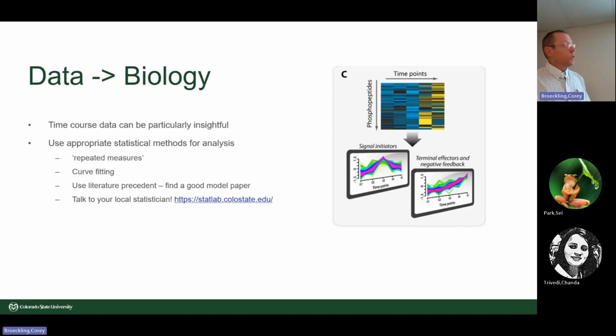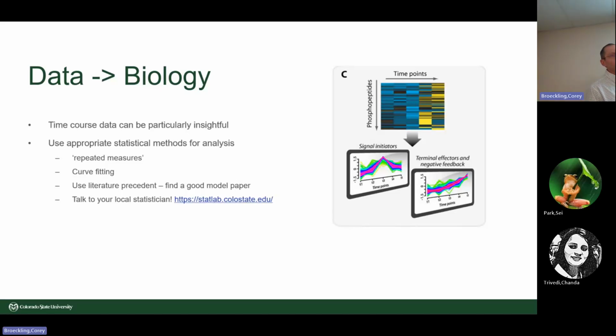There's a lot of studies that will use time course data. There's special statistical tools that you can apply in this case. If it's one or two time points, then it's very similar to a standard study. But if you've got 10 time points, then you need to be thinking about specific time course type statistical analysis. That might include repeated measures, curve fitting.